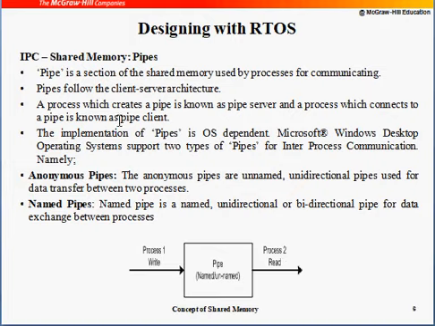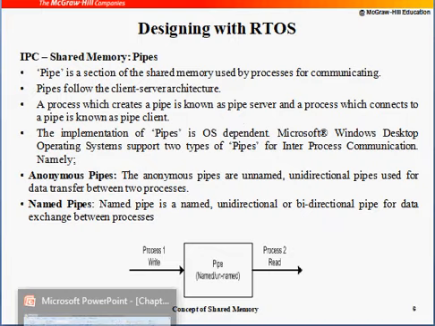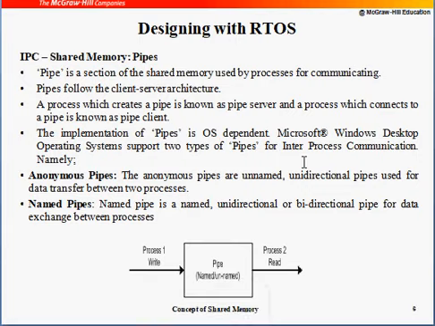So you have the concept of pipe server and pipe client, and the implementation of this pipe is operating system dependent. On the Windows platform, the way you design the pipe structure is different, and the way you design it in the Linux operating system is different. And even in this, you have anonymous pipe, and also you have named pipe.